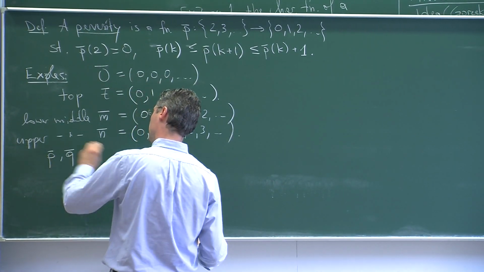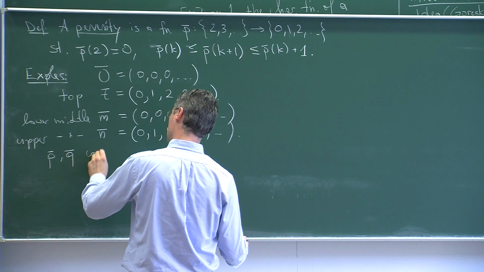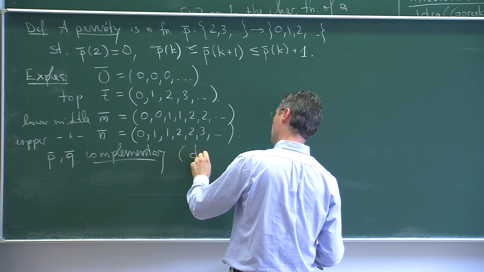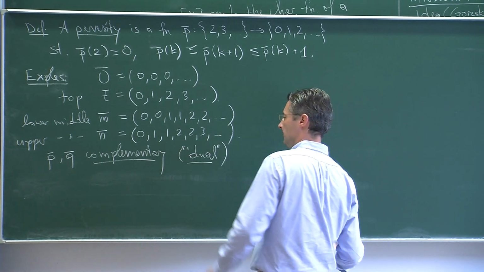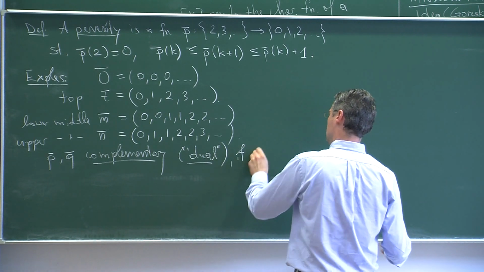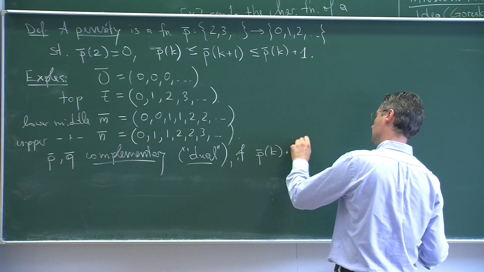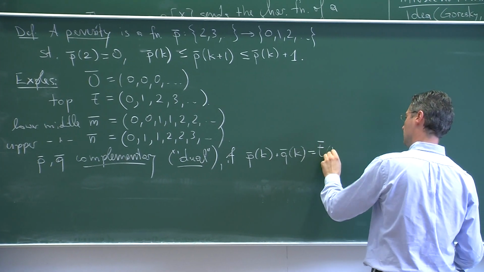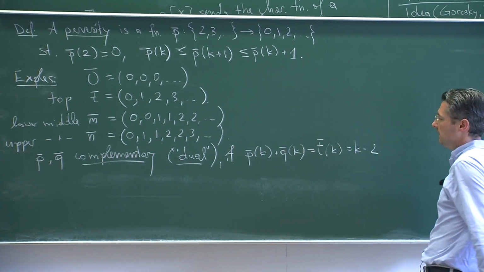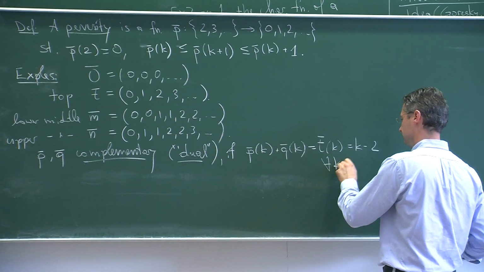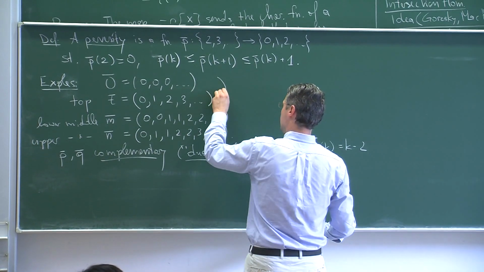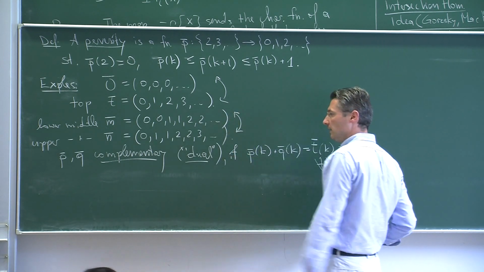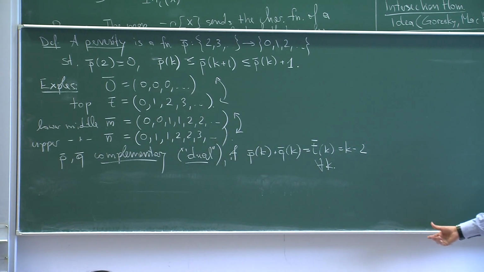Also, we have the following terminology. P and Q are complementary, or sometimes also called dual, if p(k) plus q(k) is the top perversity, so k minus 2, for all k. So you can see that, for example, the 0 perversity is dual to the top perversity, and you can also see that the lower middle and the upper middle are dual or complementary to each other.